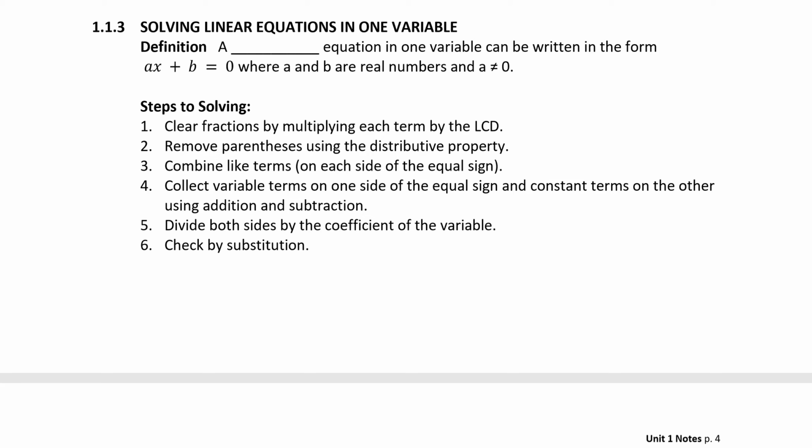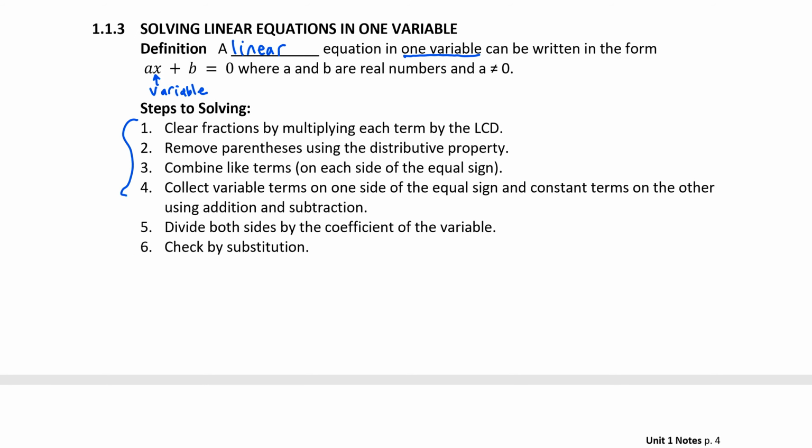So to begin with, a linear equation in one variable can be written in the form ax plus b equals 0, where a and b are real numbers and a is not equal to 0. So what that means, a and b are numbers and x is the variable. To solve a linear equation means to figure out the value of the variable that makes the equation true.